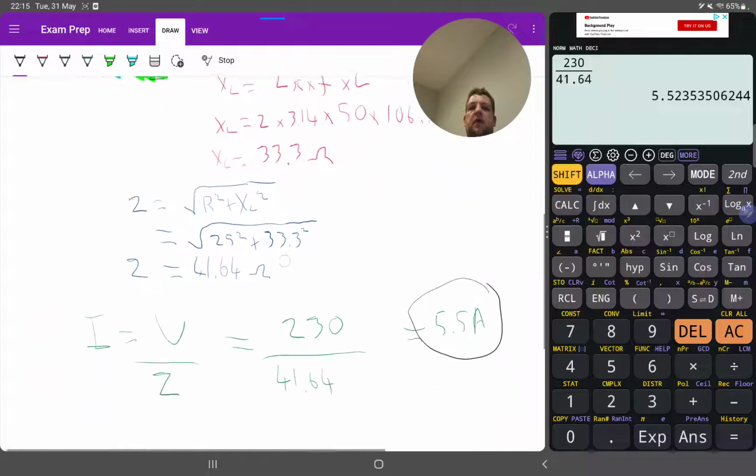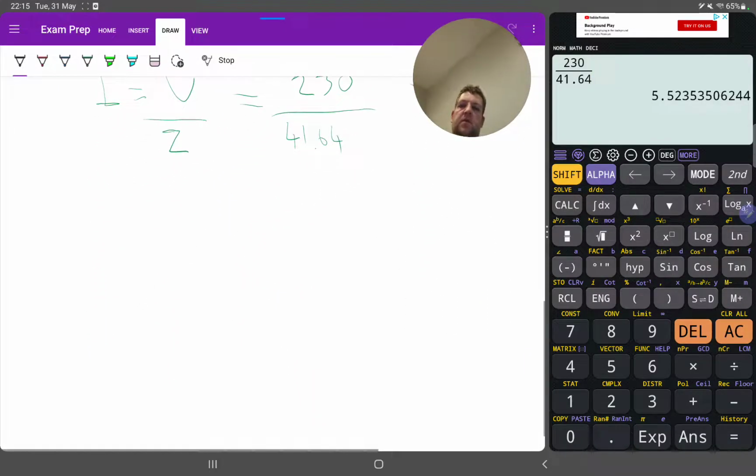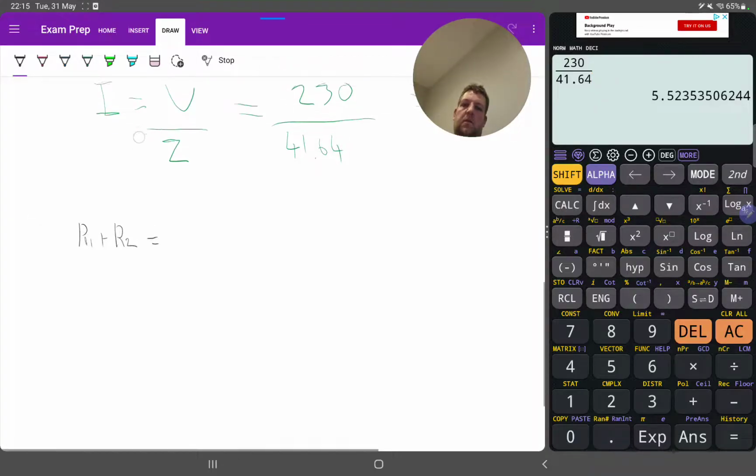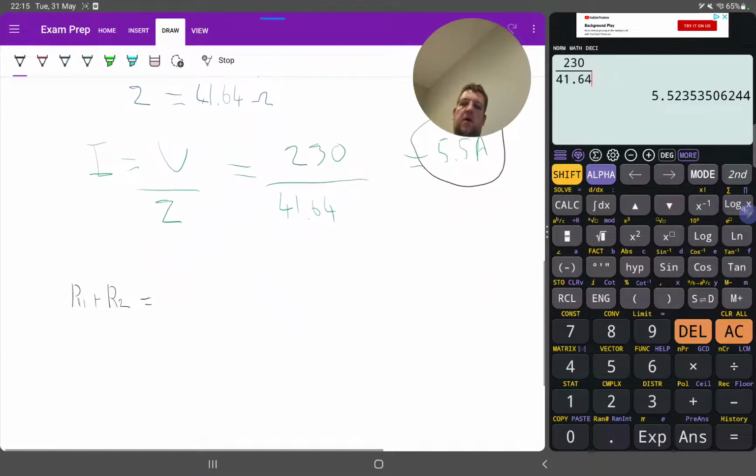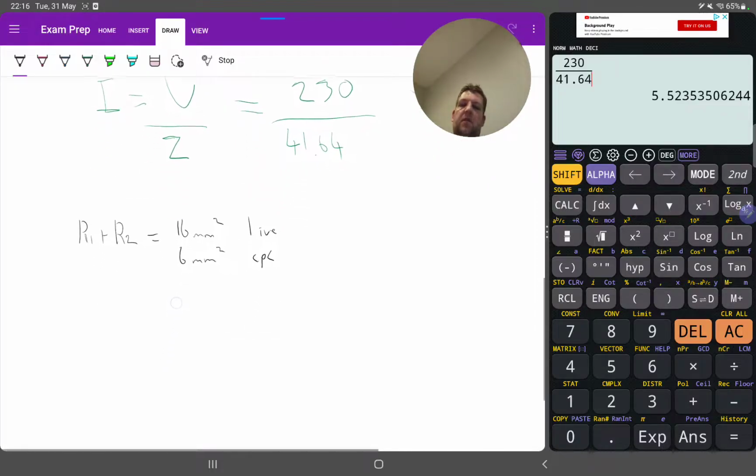So what we're going to work out now is the R1, R2 value. From this, we've got a 16 mil and 6 mil, 16 millimeters squared, 6 millimeters squared. So it's my live conductors, and that's my CPC. So from this, we can work it out.